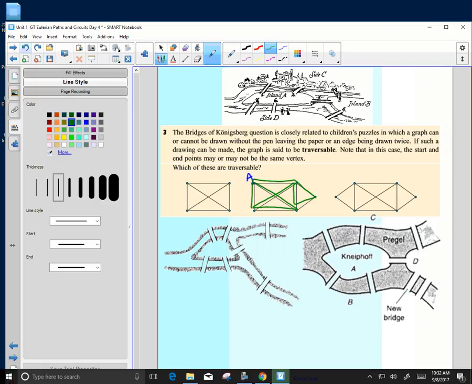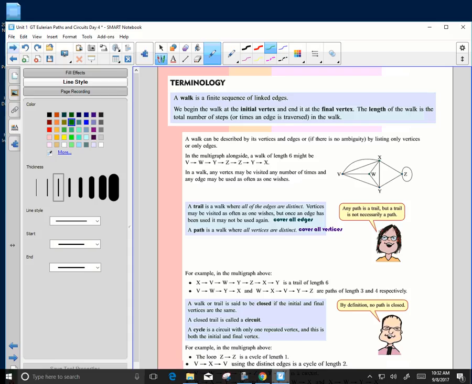So that has a name. We have some names for all these. Do they end up covering all the edges? Do they meet all the vertices? Do they end up at the same spot? Do they end up at a different spot? All those are going to have names. So if you go to the next slide, you're going to see what these are called as far as terminology.